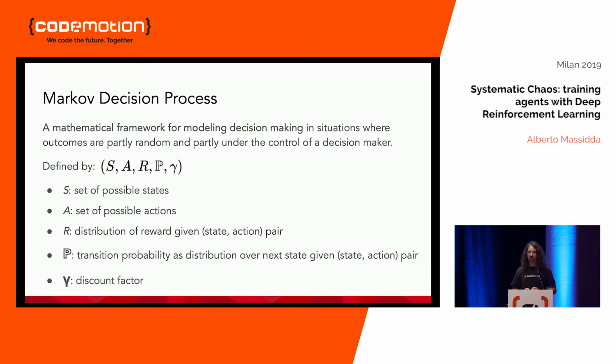A Markov decision process, or MDP, is a mathematical framework for modeling decision-making in situations where the outcomes of your actions are partly random and partly under the control of a decision maker. So your environment contains a certain level of stochasticity, as opposed to a deterministic environment in which the same action always yields the same outcomes.